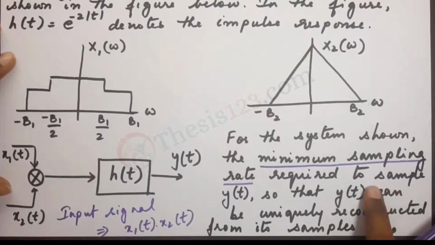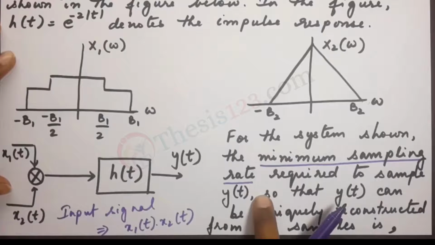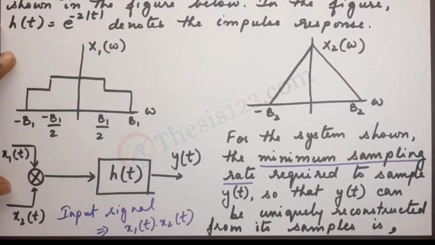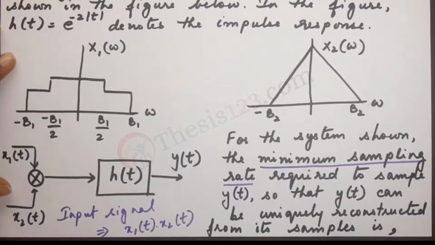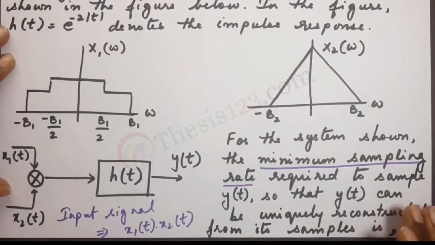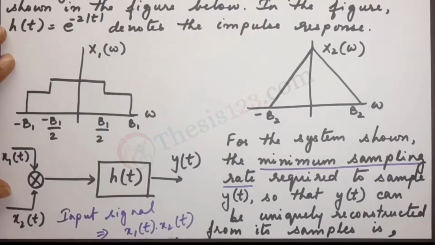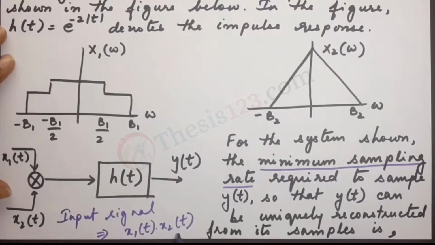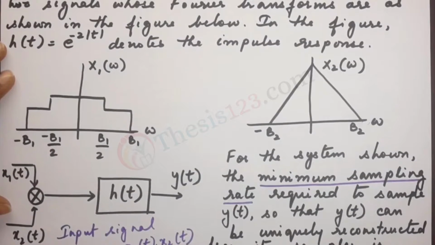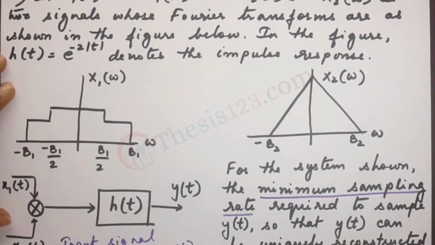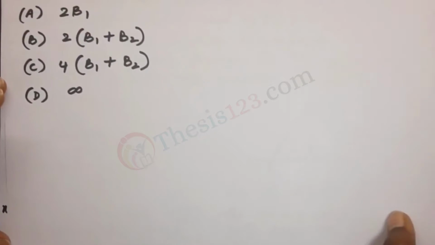Now, since the question says that we need a minimum sampling rate, when they talk about minimum sampling rate, it is always good to think about the Nyquist principle. We'll come to that. Let's look at the bandwidths first. If the input signal is x1 of t into x2 of t, then the bandwidths are added in order to get the highest frequency component. That is an important point. I'll write that here.